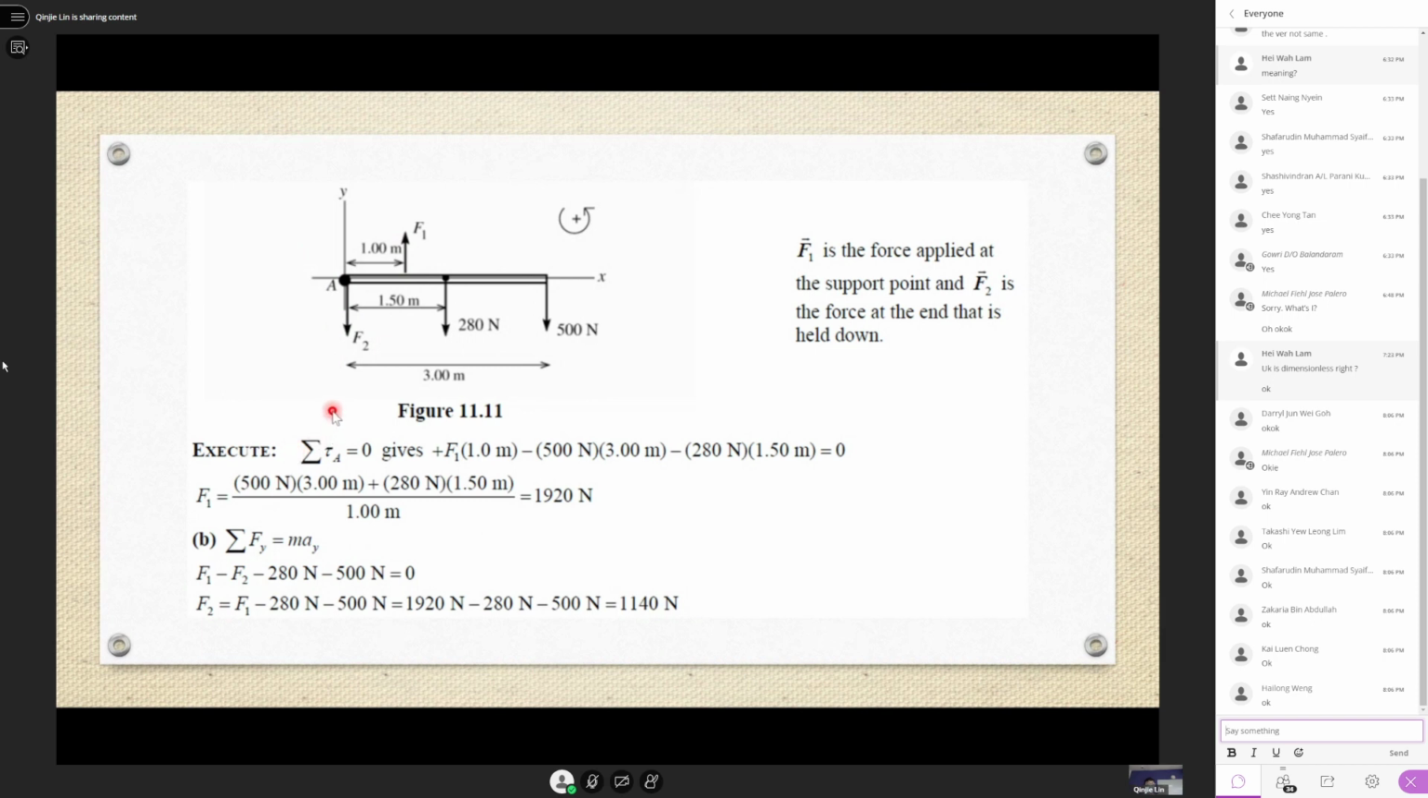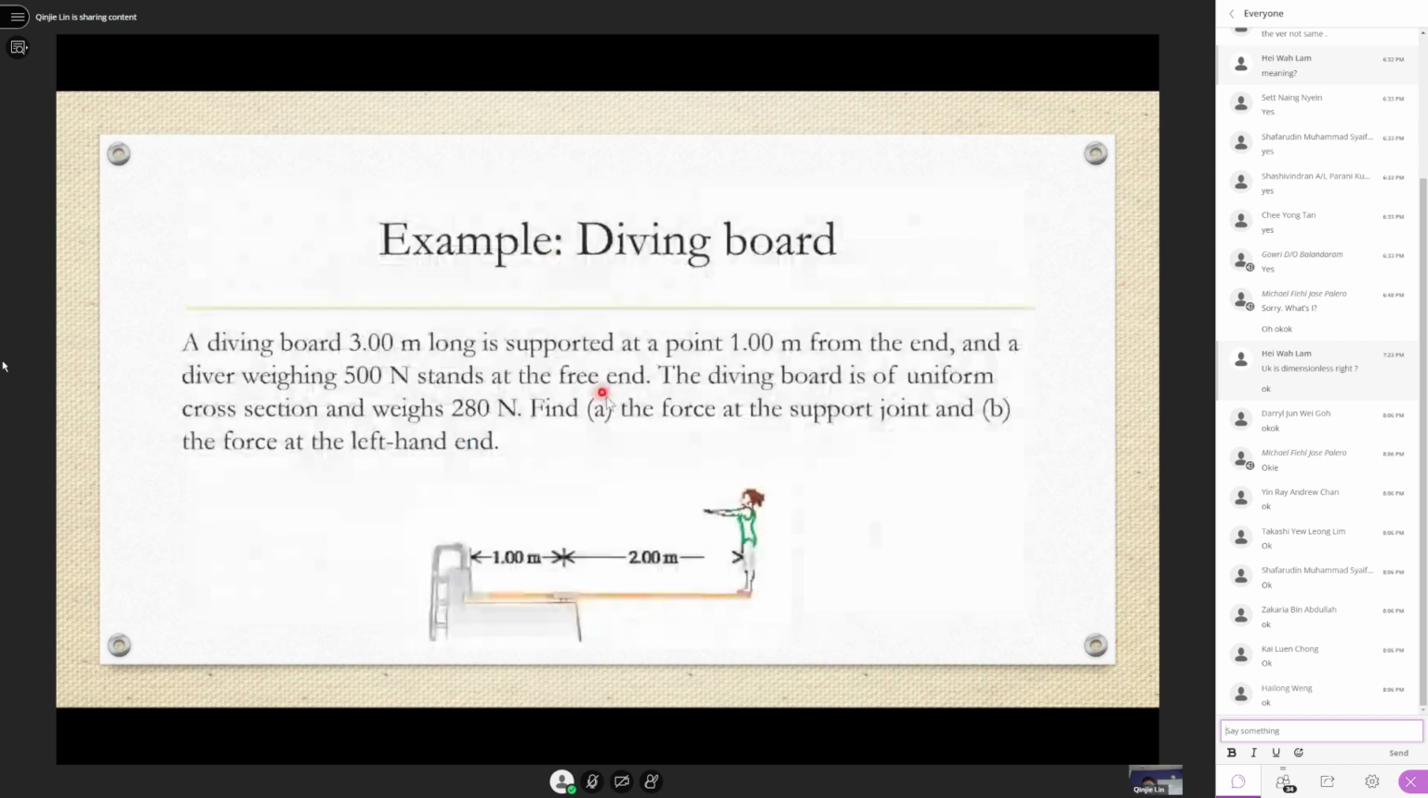Okay, so logically, you can also ask yourself, imagine the diver is standing here, right? At the left-hand end, the board will want to go up, correct? But what force is trying to make it not go up? Of course, the force must point down, right? So if you use this kind of logic, for simple cases, your brain can process this kind of thing. Then you realize pointing down is correct.